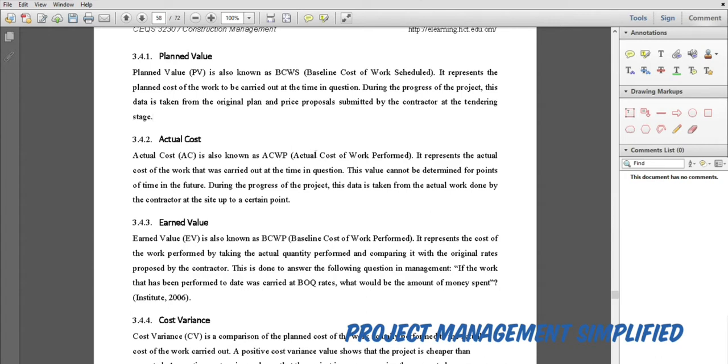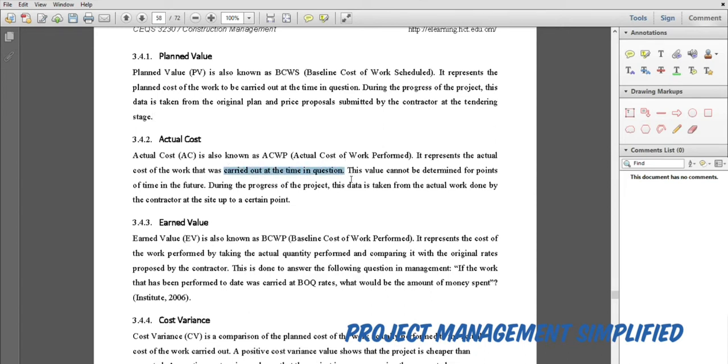So now we have work performed. Today I'm coming to the project, and I want to know how much work has been performed until this date. As of today, I have completed this much work. You will ask the accounts, the finance department, how much we have spent for this work that we have actually performed. This is called actual cost of work performed, also called actual cost. It represents the actual cost of the work that was carried out at the time in question.